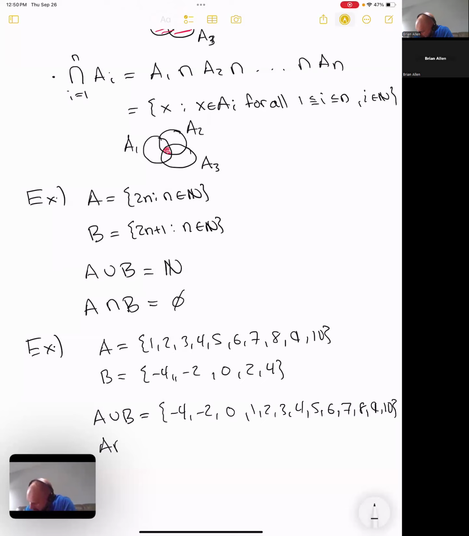And then A intersect B. So because A union B, you have to be in either A or B. So you get all these elements that are either in A or in B. But when I intersect, I have to be in both. So there's only 2. 2 and 4 are the only ones that are in both.